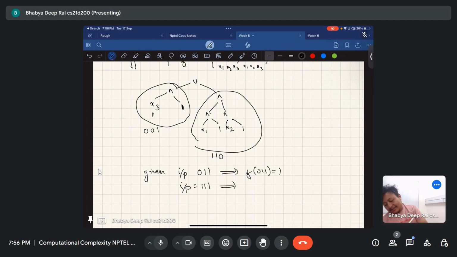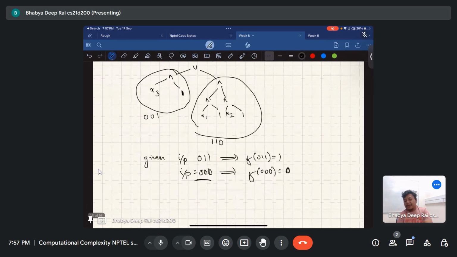But say the input is 000. Then x3 is 0, so this will output 0. This 000 is not above in the chain of either of these two profile elements. So f of 000 is equal to 0.